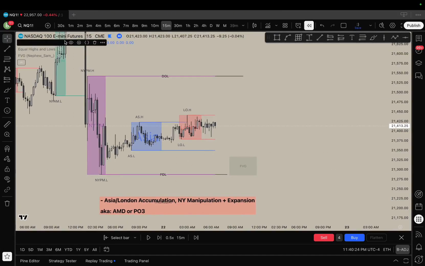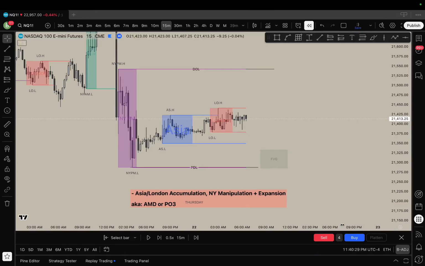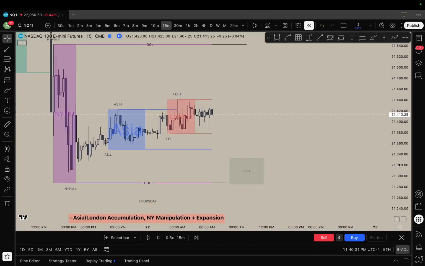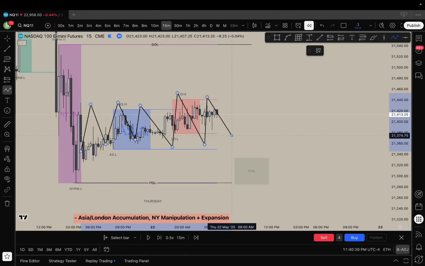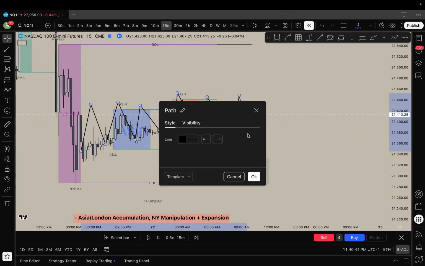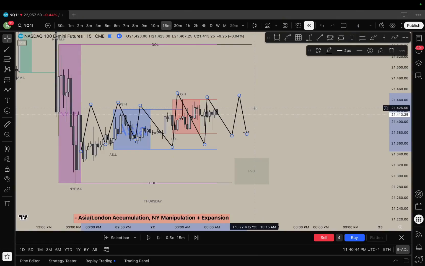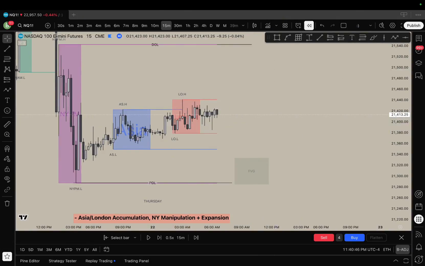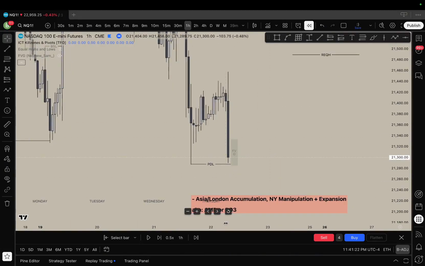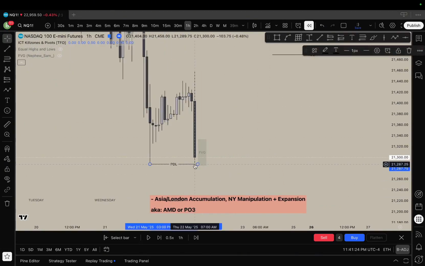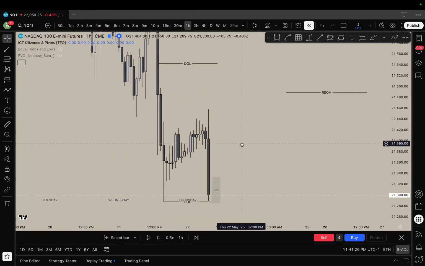For this next daily profile I want to go over, it's going to be your Asia/London accumulation and then your New York manipulation and expansion, also known as AMD, power of 3. In this example, we have a very clear overall accumulation after Asia has opened and London has opened. We are not going anywhere. We are not taking out any highs or any lows, and price is simply accumulating. Now what price ends up doing is trading lower, with the previous day low being right here. We end up going towards this low and hitting it.